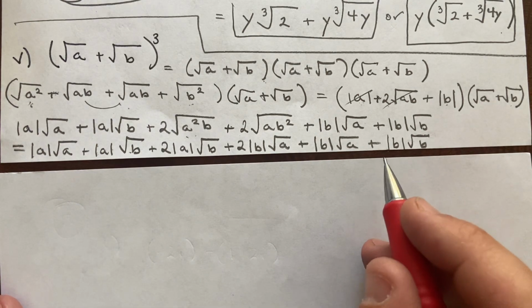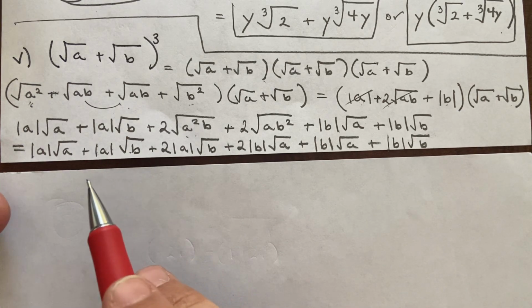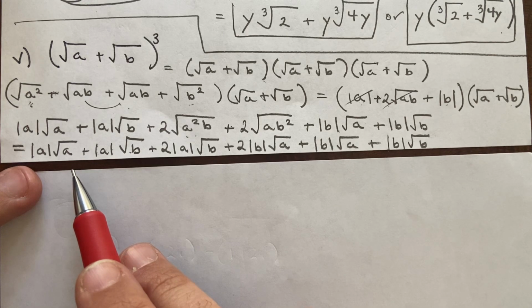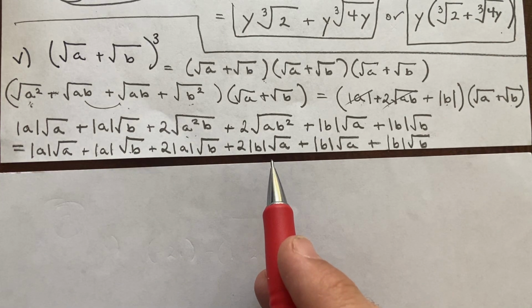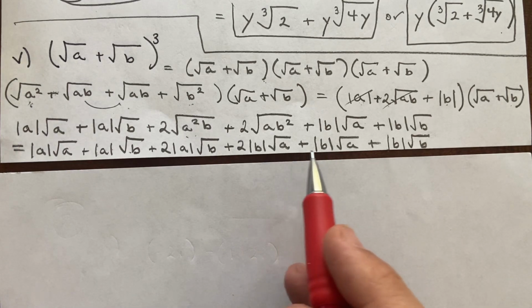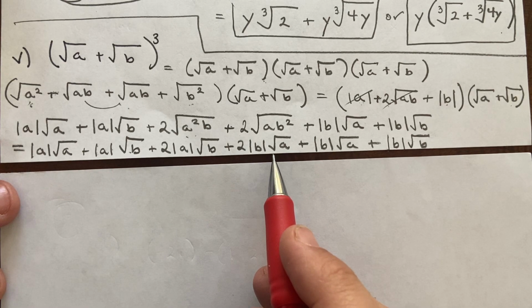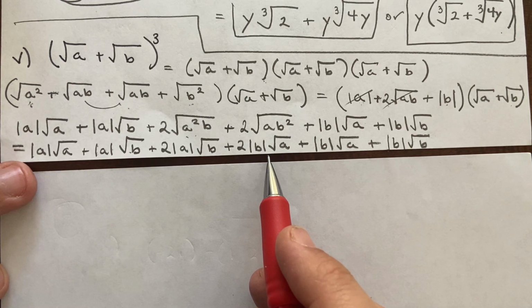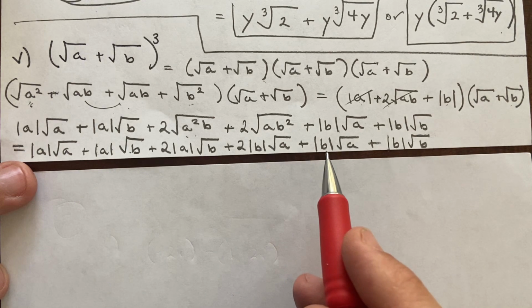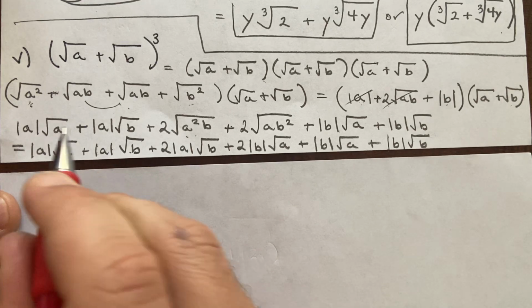Okay, so it looks like we might have some like terms. Let's look for them. I have absolute value of b root a. I have 2 of those here. Well, I have 1 here and 2 here. So I'll have 3 total. I have absolute value a root a here. I don't have another one of those, so I'll just write it down. Absolute value of a root a. That one's done.